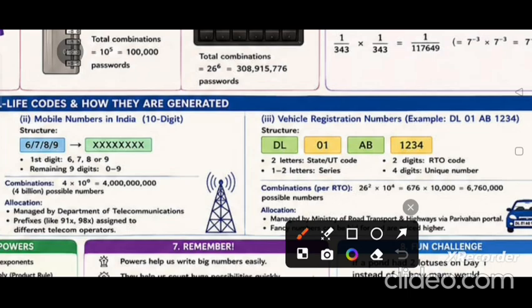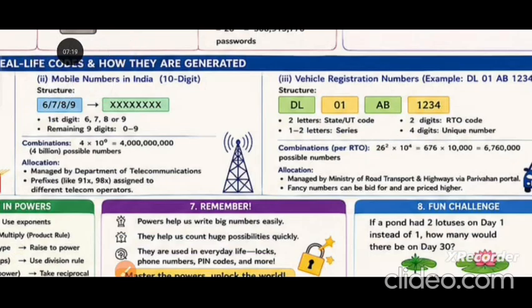So combination will be here. First 2 letter for the state combination, it can be written as 26 raised to the power 2, and last 4 digit 10 raised to the power 4. So here we have 676 multiplied by 10,000 combinations. These combination managed by Ministry of Road Transport and Highway via Parivahan portal, and some important or fancy numbers can be bid for and are priced higher.